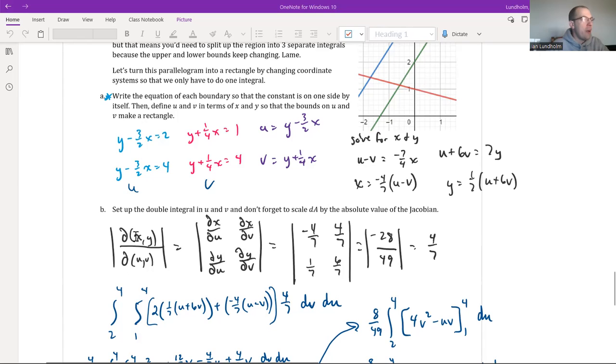So yeah, remember that the gradient of x with respect to u and v is in the top row. The gradient of y with respect to u and v is in the bottom row. Taking those partial derivatives from this equation is not so bad. We get to this part where the actual determinant would be a negative 28 over 49. But remember, in this case, we're just looking for a positive scale factor between the two coordinate systems. And so we take the absolute value of that and get 4/7.